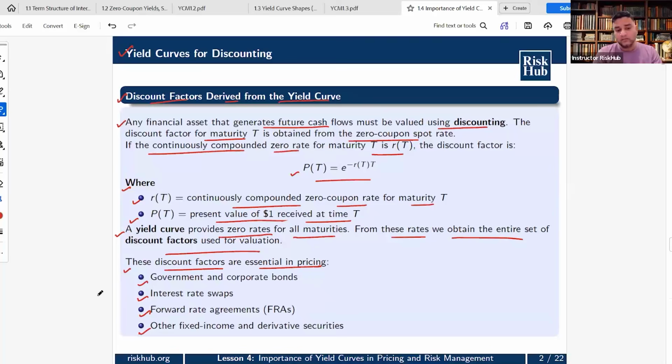Maturity is the time remaining until the loan is repaid. The pure expectations hypothesis is a theory that long rates are built only from expected short rates. There is also a liquidity premium, which means the extra yield demanded for holding a longer bond.